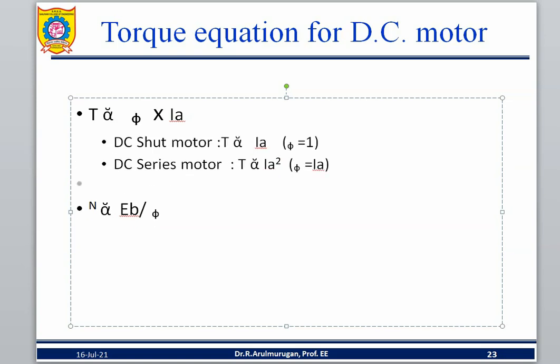Then the speed equation, what about the speed? N is directly proportional to Eb divided by phi. What about the shunt motor? The phi value is a constant. In the DC series motor, the phi value is equal to Ia. What is the relationship between Ia and speed?